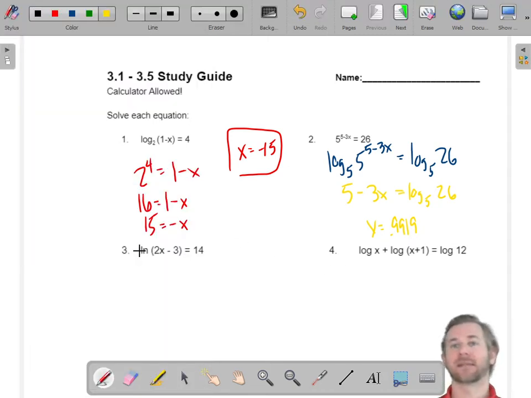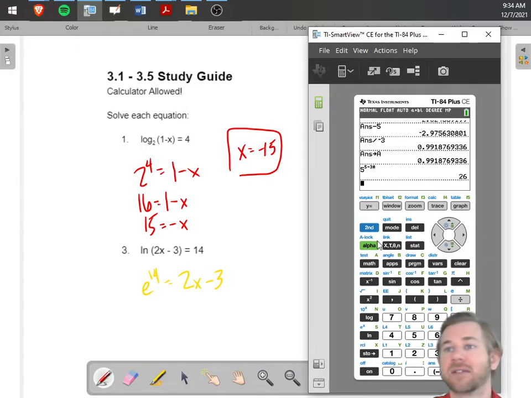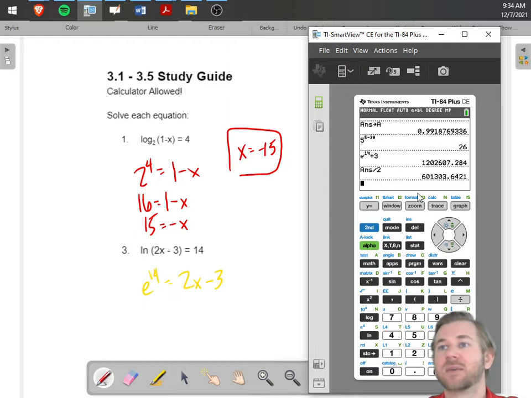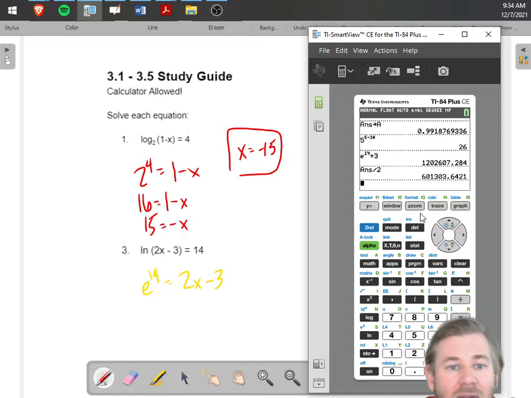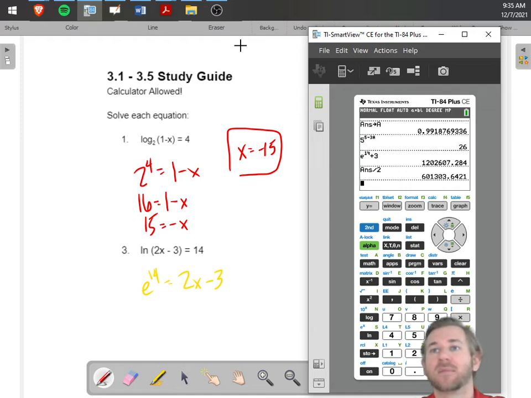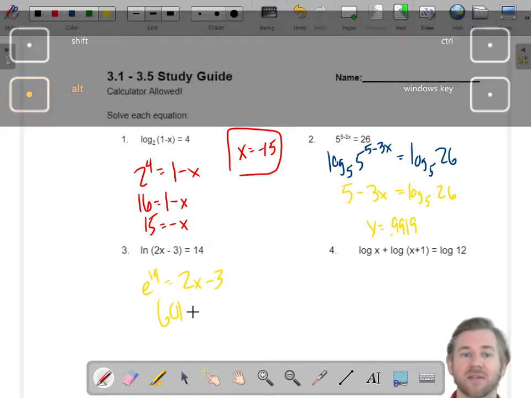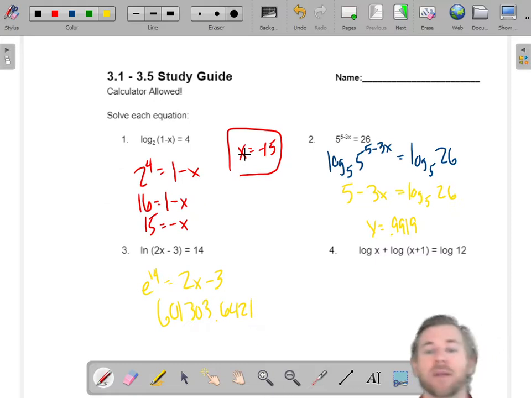If it's a base e logarithm, that's what natural log is. I'll write this as e to the 14th equals 2x minus 3. E to the 14th is some horrible decimal, so I'll use a calculator now to say e to the 14th. And I'm going to solve this, I'm going to have to add 3, and then I will divide by 2, and I will get x equals, holy cow, hold on a minute. I think I typed something wrong. E to the 14th, no, that's it. It's just humongous. 601,303.6421. So big number. Okay.